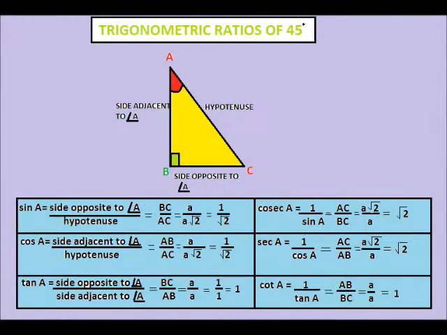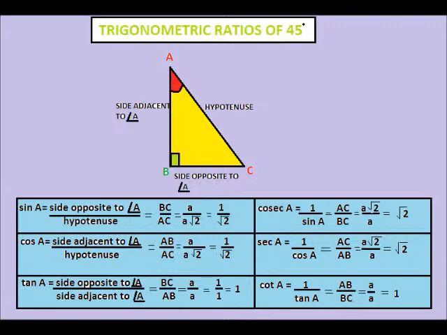Trigonometric ratios of 45 degree are: sin A equal to side opposite to angle A by hypotenuse equal to BC by AC equal to A by A root 2 equal to 1 by root 2. Cosecant A equal to 1 by sin A equal to AC by BC equal to A root 2 by A equal to root 2. Cosine A equal to side adjacent to angle A by hypotenuse equal to AB by AC equal to A by A root 2 equal to 1 by root 2.